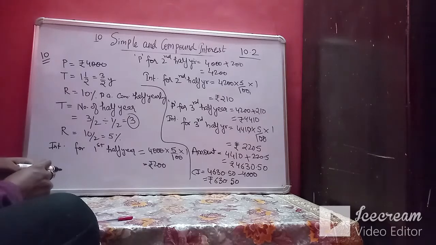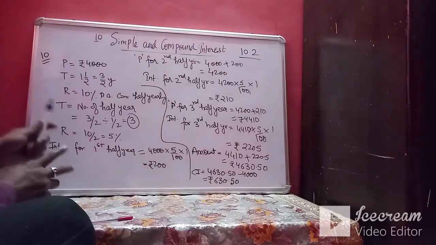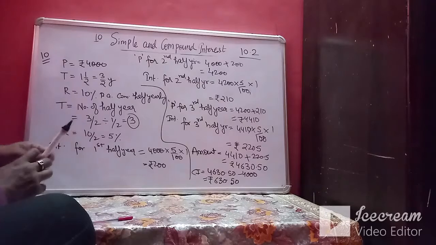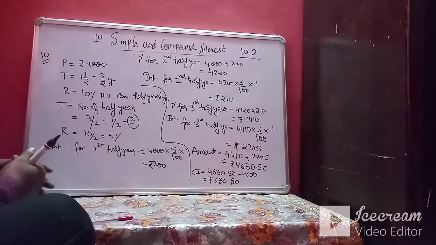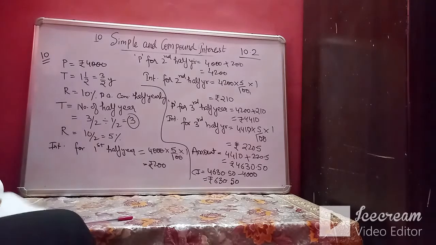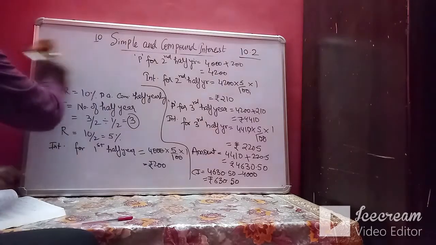Okay, so for calculating the interest for the half year, first you will calculate the number of half years, divide the rate by 2, then you will proceed as we have done the questions for the compound interest yearly. Then let's see one question related to quarterly.